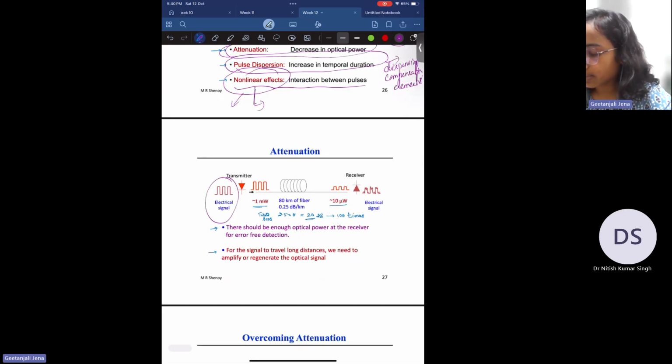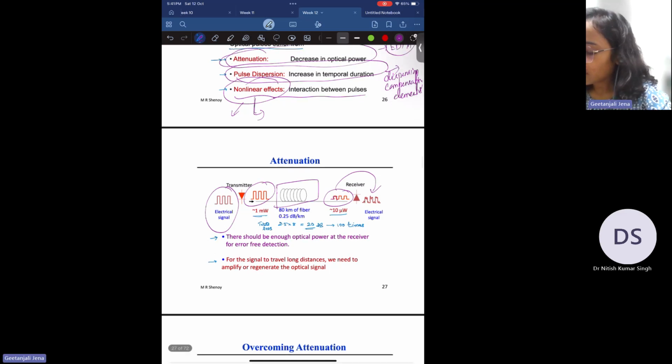So we have an electrical signal and it is converted to an optical signal. Then it is fed to an optical fiber link. Then you will receive the output and you will see that there is a dropping of amplitude here. And it is then converted to an electrical signal through the photodetector.